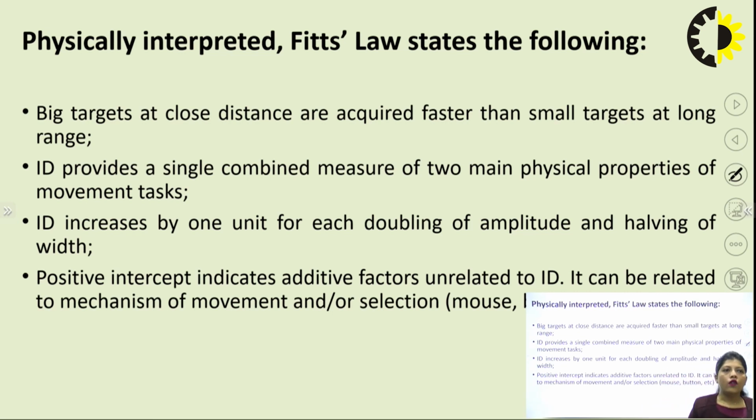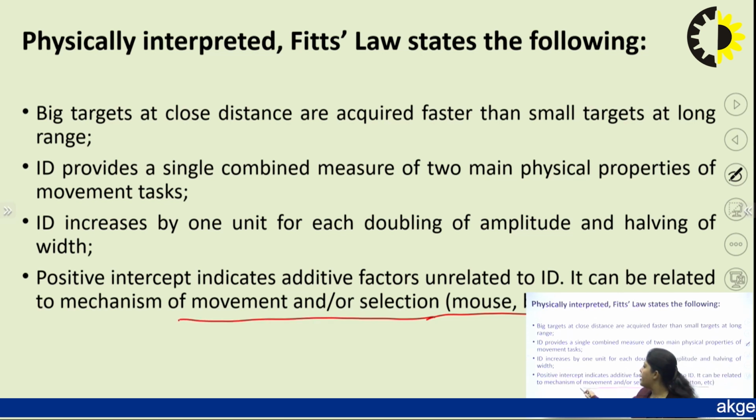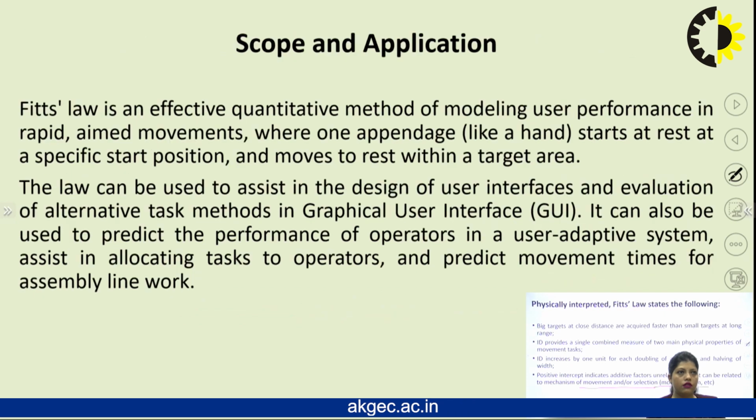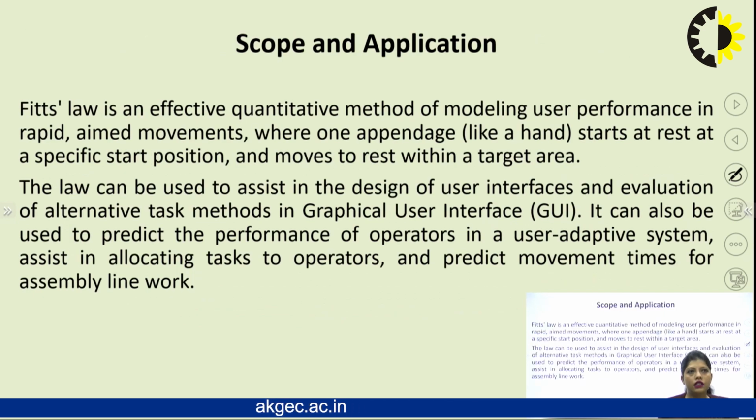ID is index of difficulty. It can be related to the mechanism of movement or selection, selection like a mouse button, etc. So this is for selection and movement. With the help of the mouse or a button you can select the movement or selection. So there is some scope of Fitts' law, and there are some applications of Fitts' law.